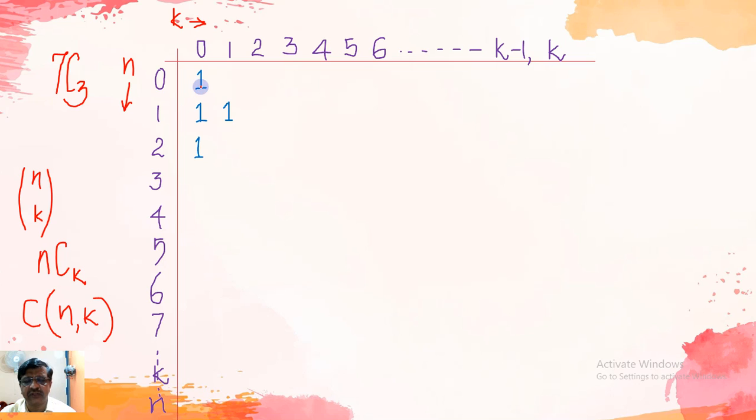Okay, now we will proceed to this. 0C0 is 1. This is analogous to nCn. 1C0 is 1. 1C1 is also 1. Now 2C0 is 1. Now we need to calculate 2C1. For this, there is a simple method that has been devised. We need to write the answer over here.